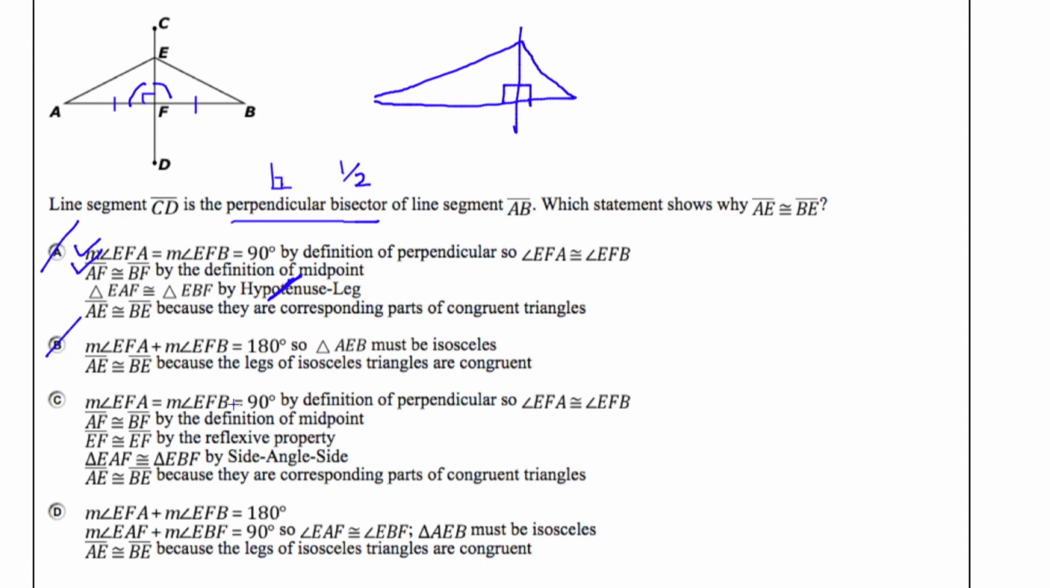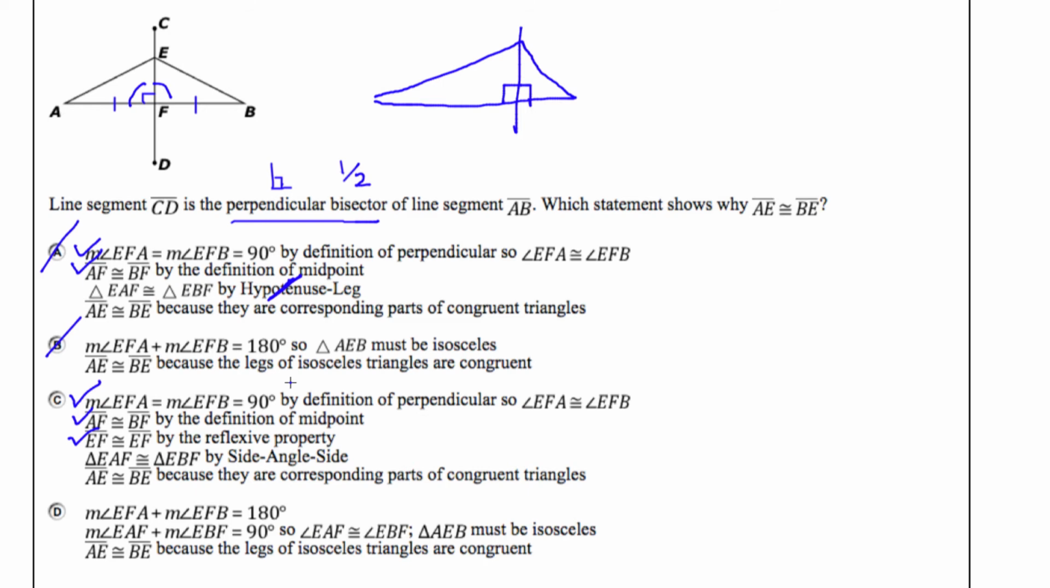EFA and EFB equal 90 degrees, and that's because they're perpendicular, and those angles are the same. Yes, if they're both 90 degrees, they are indeed the same. That's a lot of information, but good. Definition of midpoint, we talked about that up here. Reflexive property, EF and EF are the same. So far, so good.